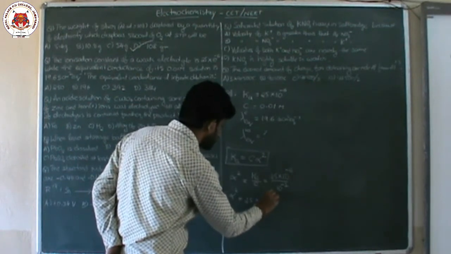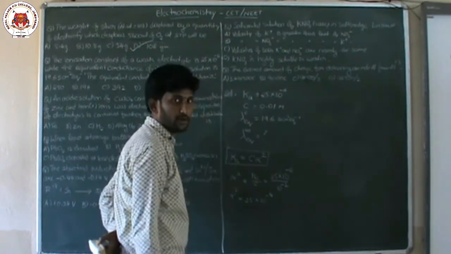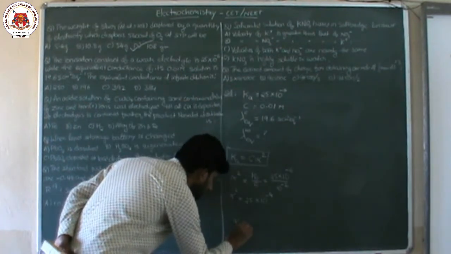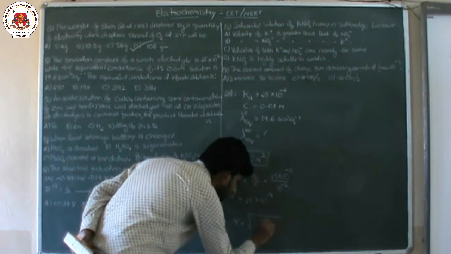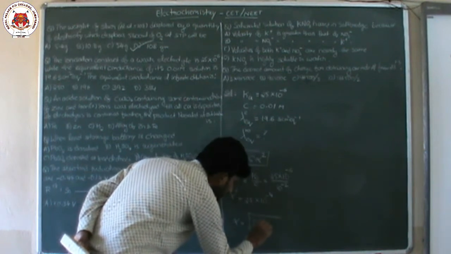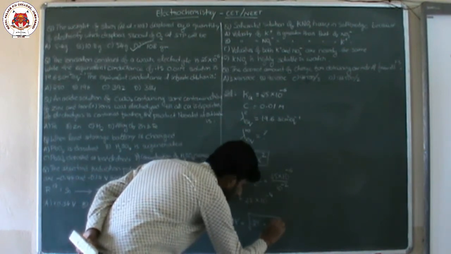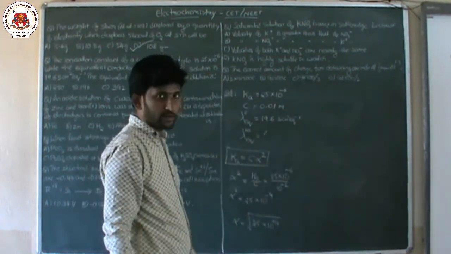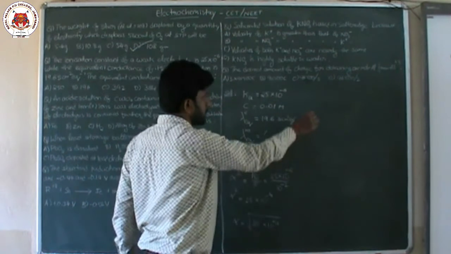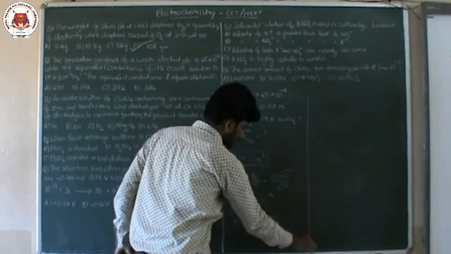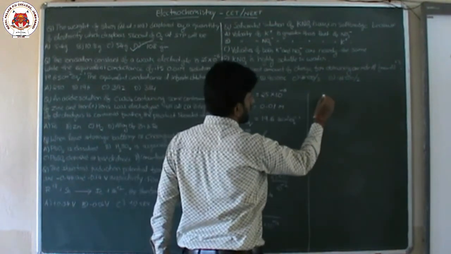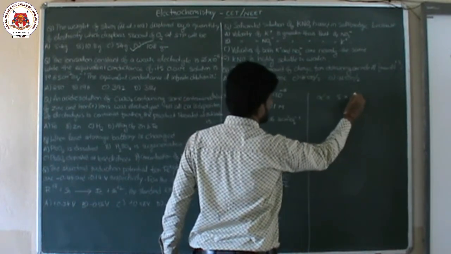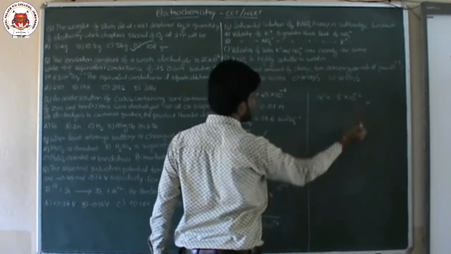So alpha square is 25 into 10 power minus 2. Then alpha is equal to the root of this. What is the root? The root of 25 is 5, and the root of 10 power minus 4 is 10 power minus 2. So alpha is equal to 5 into 10 power minus 2.